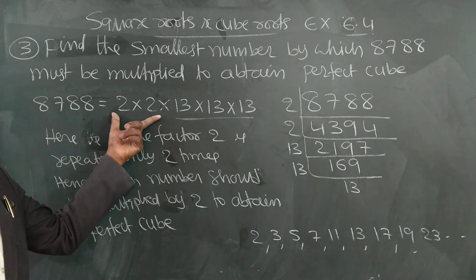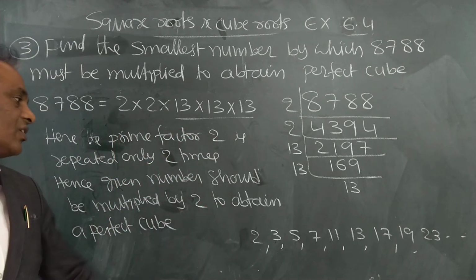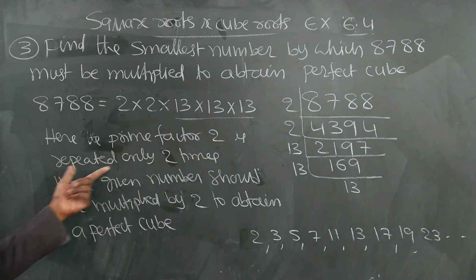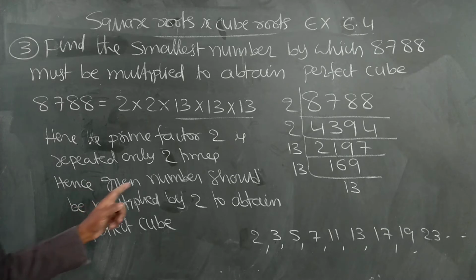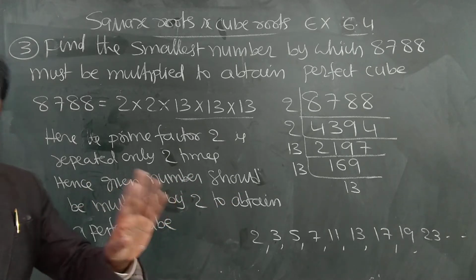Add one more 2, so that 2 into 2 into 2, a group of 3, so it will become a perfect cube. So here the prime factor 2 is repeated only 2 times. Hence, the given number should be multiplied by one more 2 to obtain a perfect cube. Right.